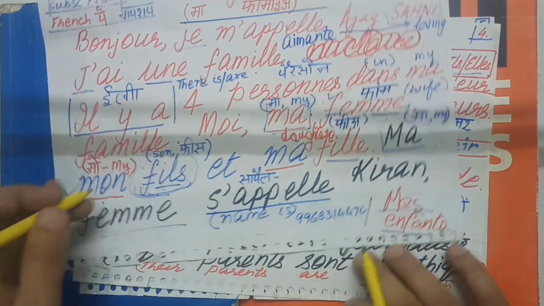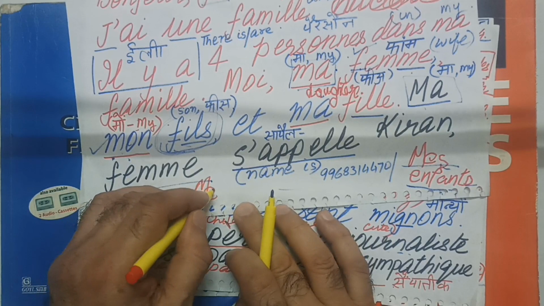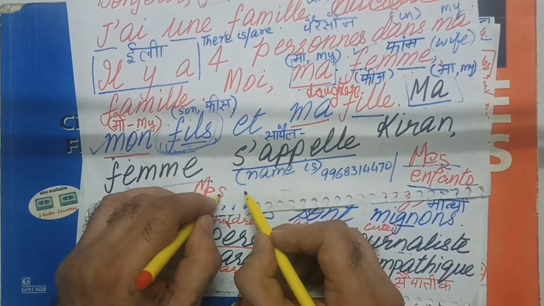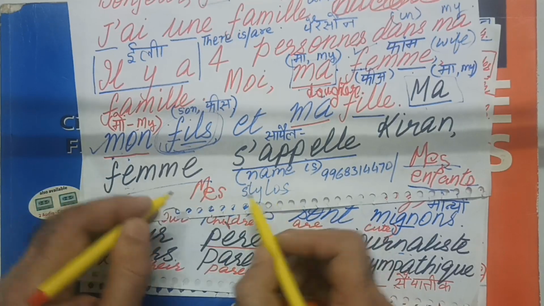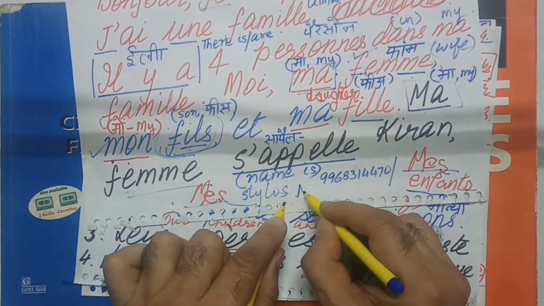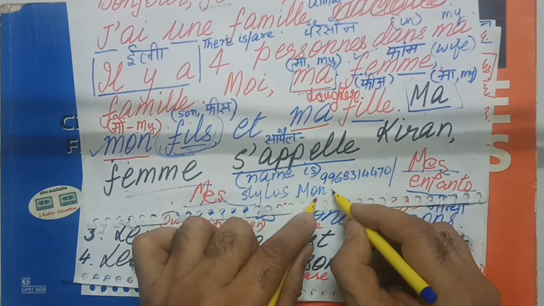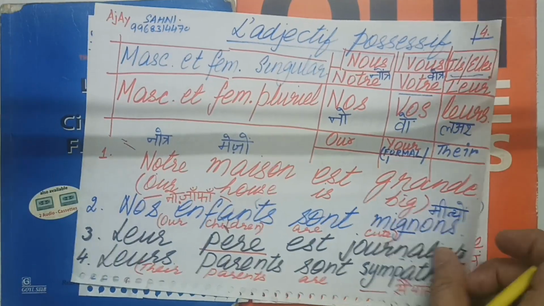I want to say my books, I'll write it as mes stylo, because stylo is in plural. So if I want to say one pen, my pen, then it will be mon stylo. So this is what the thing is.